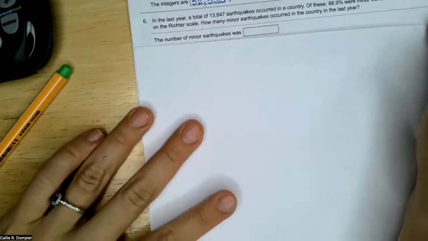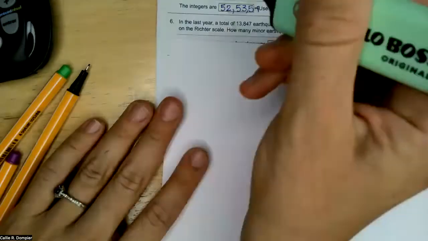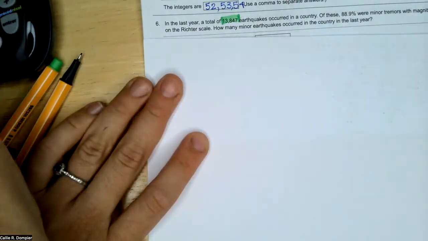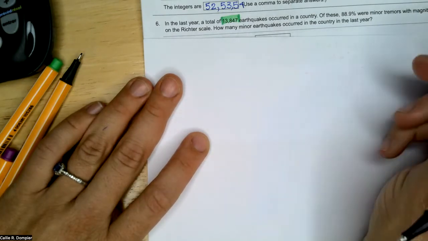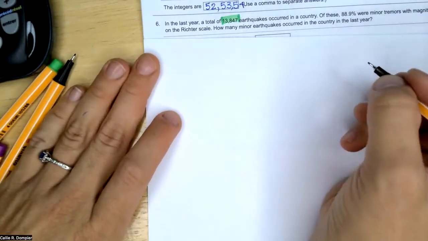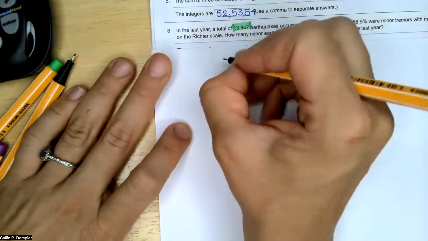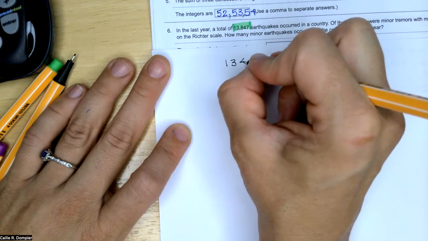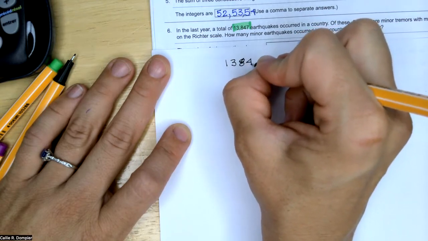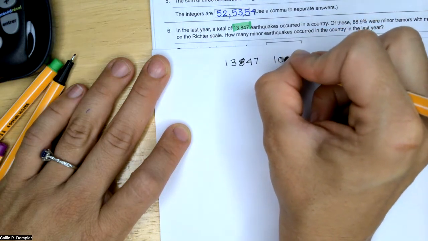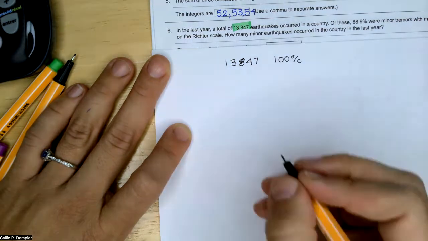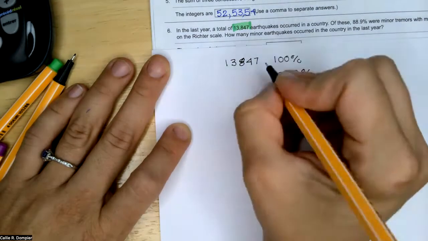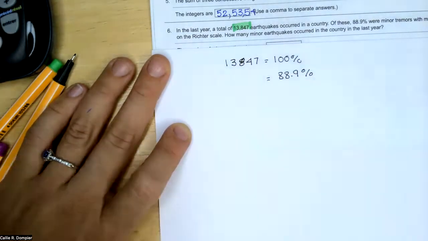All right, 6 says, in the last year, a total of 13,847 earthquakes occurred in the county. 88.9% were minor with magnitudes of 4.9 or less. How many minor earthquakes occurred last year? Okay, so we have 13,847 is 100% of the earthquakes, right? 88.9% of the earthquakes is how many of the earthquakes.